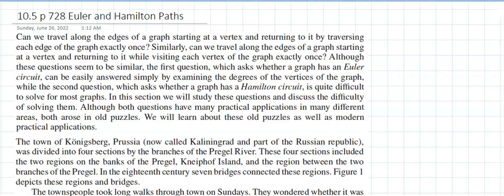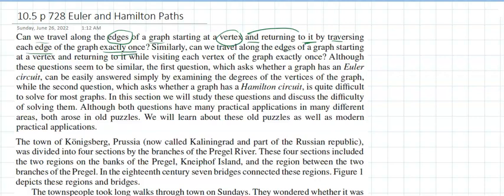10.5 is on page 728. It talks about Euler and Hamilton paths. So we start with some reading. Can we travel along the edges of a graph, starting at a vertex and returning to the same vertex by traversing each edge of the graph exactly once?